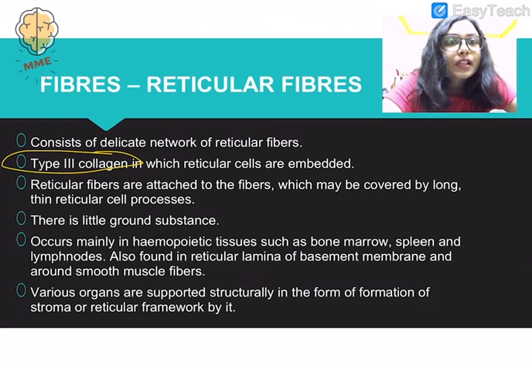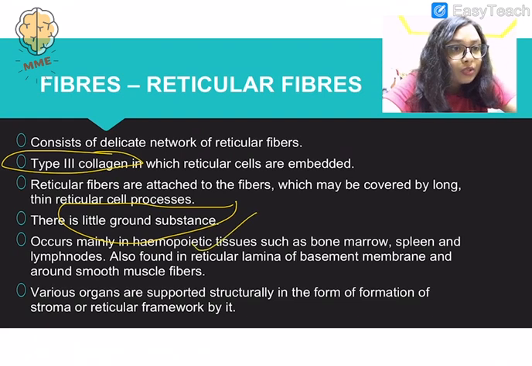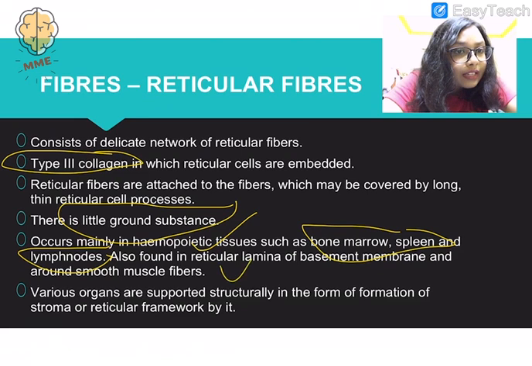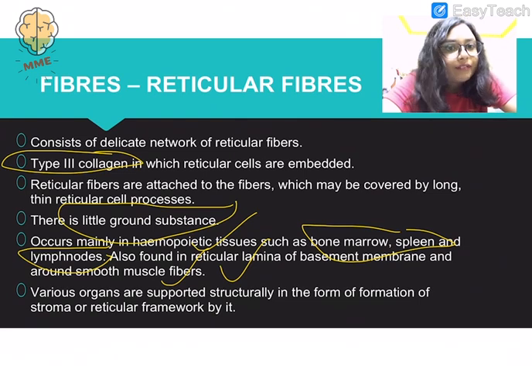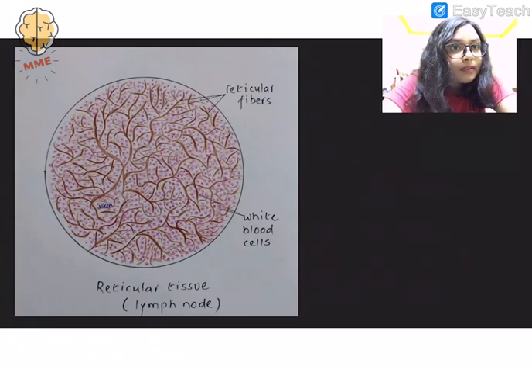You'll have to remember this. Then there is very little ground substance here. They are present in the hematopoietic tissue such as bone marrow, spleen and lymph nodes, and also found in the reticular lamina of the basement membrane and around the smooth muscle fibers. Various organs are also supported structurally, as they form the stroma or reticular frameworks to support the various organs.